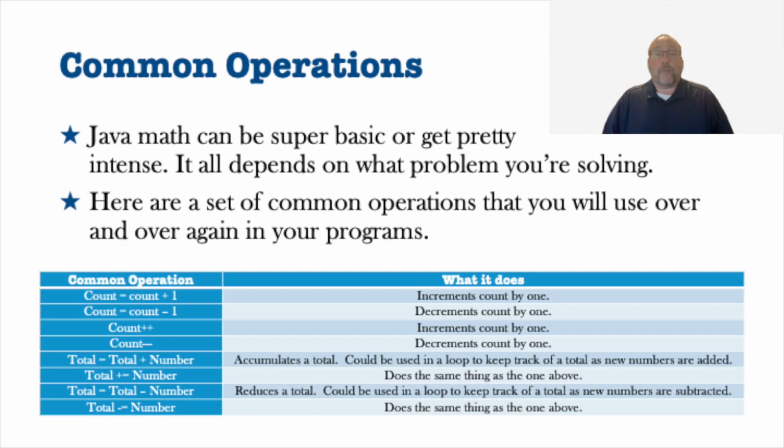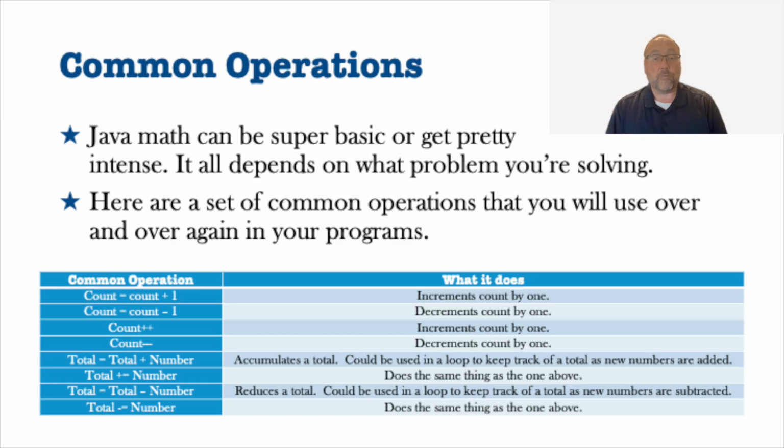Here are some common operations that we see and some examples of them. So we already kind of talked about the first one down in the table below, count equals count plus 1. You can do the same thing but as a decrementer, which would be count equals count minus 1. And then there are two of them here that are a little bit different. Count plus plus means exactly the same thing as count equals count plus 1. And count minus minus means exactly the same thing as count equals count minus 1.